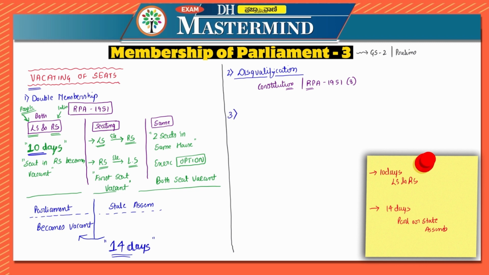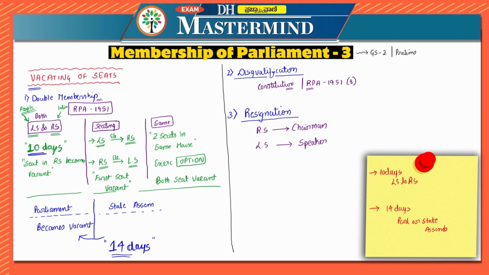Third one, if they give resignation, if they resign from that particular post, then that seat becomes vacant. Here, in case of double membership also, we are seeing that when the choice is made, one seat becomes vacant. Correct? One seat becomes vacant. In case of resignation, if they have to resign from, let's say, Rajya Sabha, they have to write a resignation to Chairman of Rajya Sabha. If they are to resign from Lok Sabha, then they have to write to Speaker of Lok Sabha.